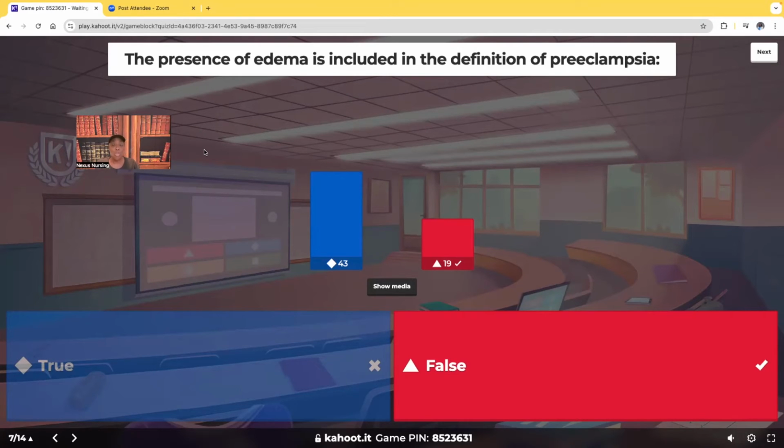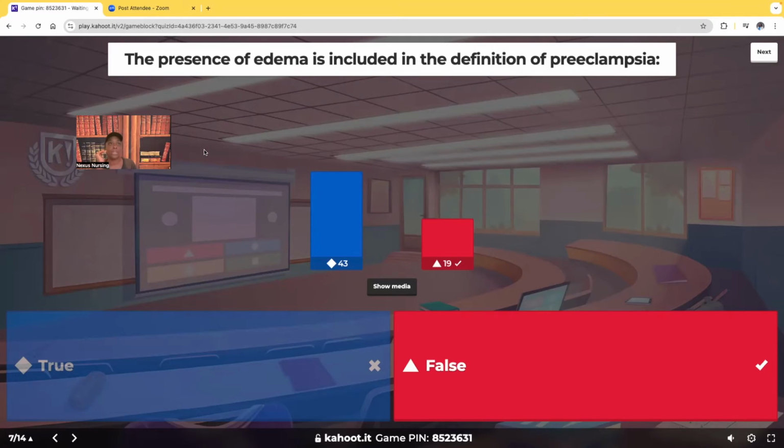Now, are we going to assess our patients for edema? Absolutely. That's important. However, it is not considered in the diagnosis of preeclampsia. What is considered? Again, hypertension, being 20 weeks or more in gestation, and protein being present in the urine. Those three factors. Okay. Edema is not one of them.